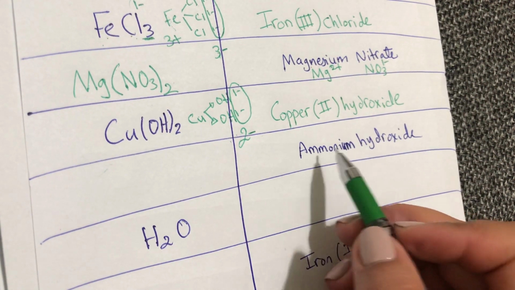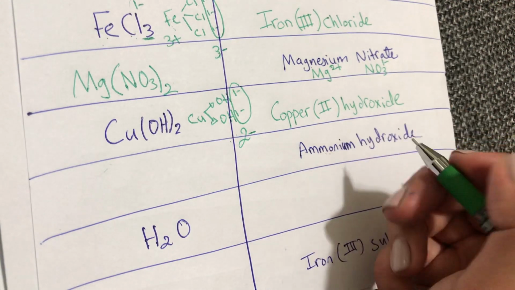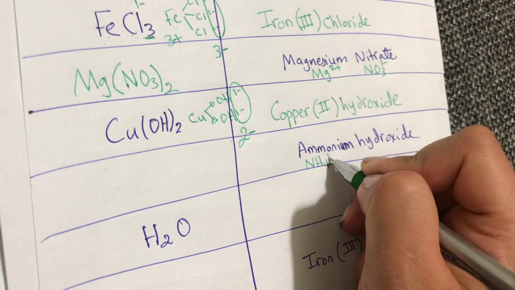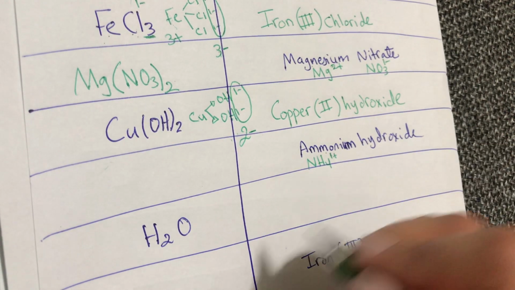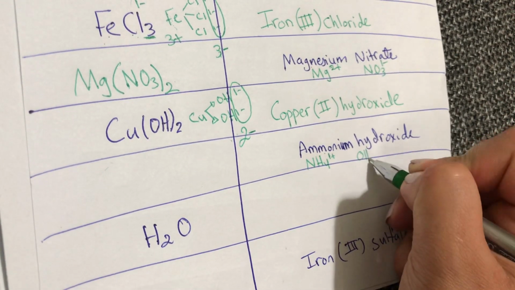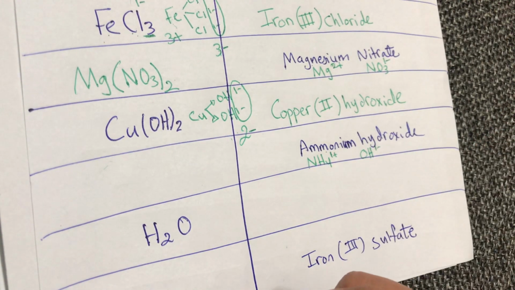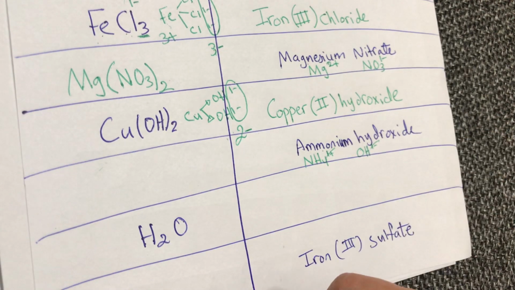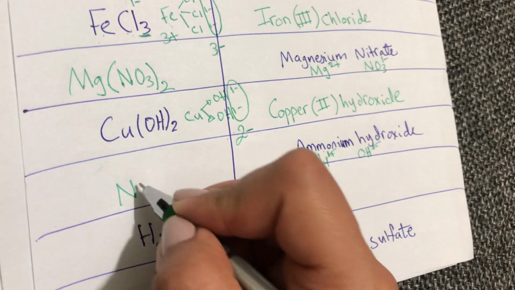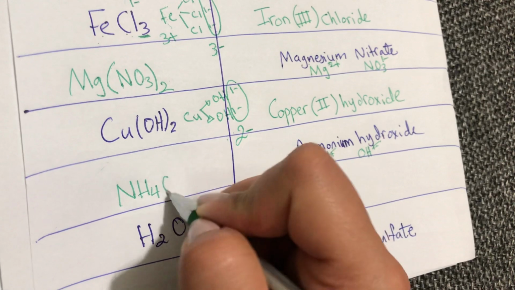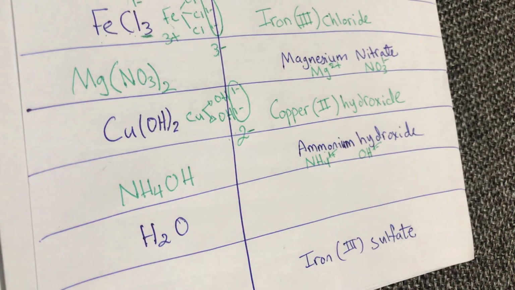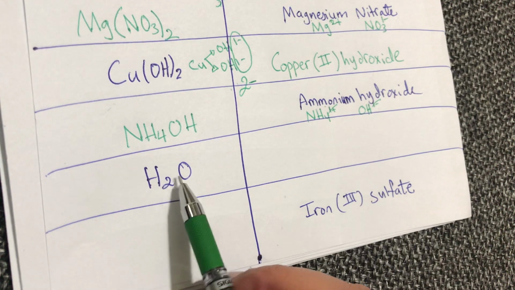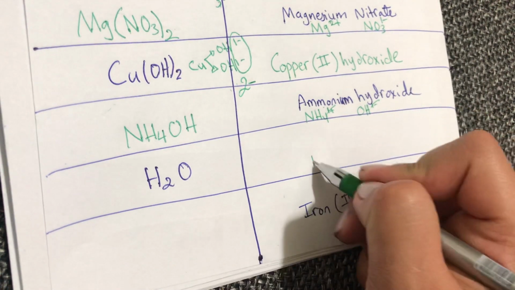Ammonium hydroxide. Ammonium is a polyatomic ion, NH4, it carries +1. And hydroxide is also a polyatomic ion, -1. If the positive charge equals the negative charge, they cancel each other, so the ratio is 1 to 1. NH4OH. What about H2O? It's a covalent compound. It has a common name of water.